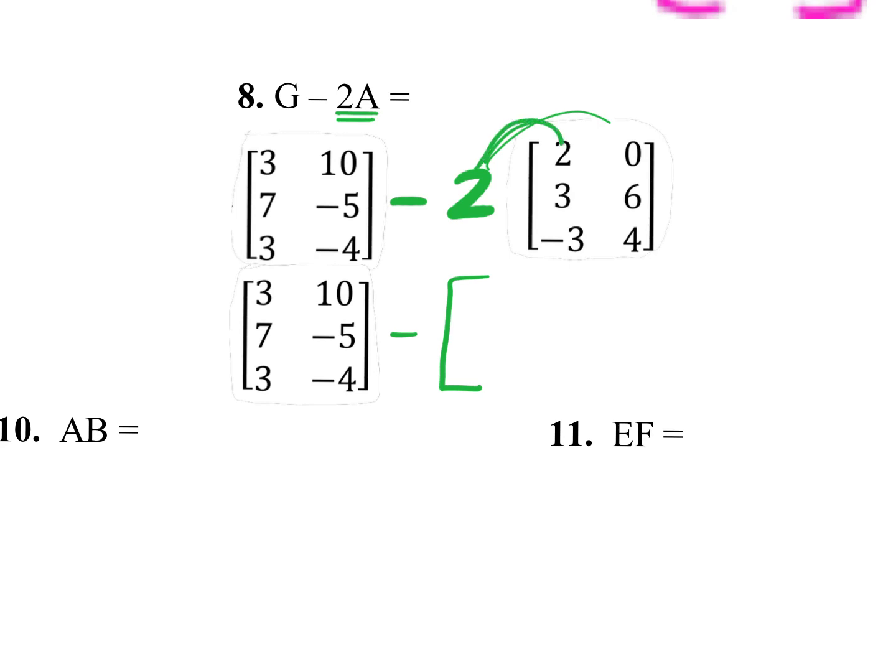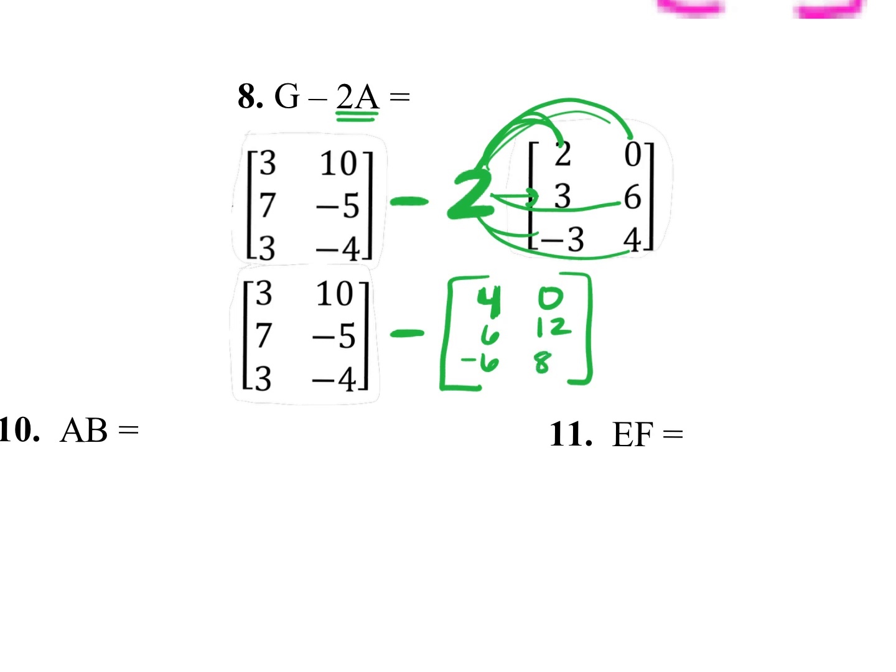So 2 times 2 is 4. And don't distribute the minus sign because we're keeping the minus sign here. So just treat it like a 2 and we're multiplying by 2. 2 times 0 is 0. 2 times 3 is 6. 2 times 6 is 12. 2 times -3 is -6. And 2 times 4 is 8.